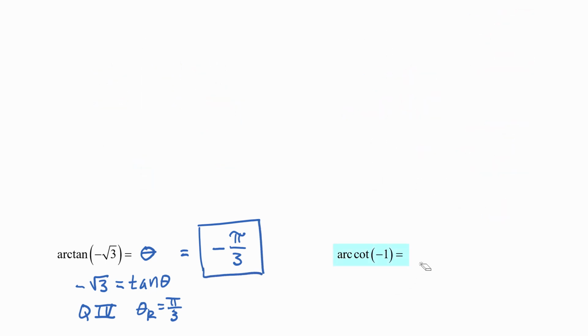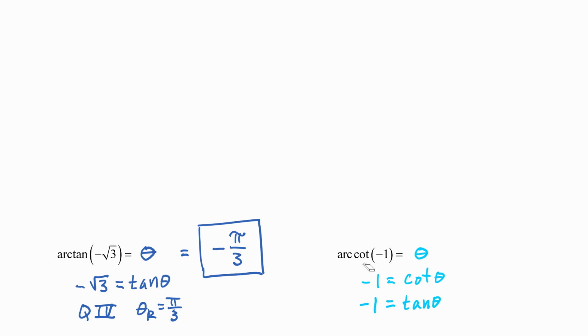Here, for arc cotangent of negative 1, it's going to output an angle. Take the cotangent of both sides, and we would have negative 1 is equal to cotangent of theta. If you prefer to think in terms of the tangent, that's okay too. Take the reciprocal of the right-hand side, we get tangent theta. Take the reciprocal of the left-hand side, it remains negative 1.